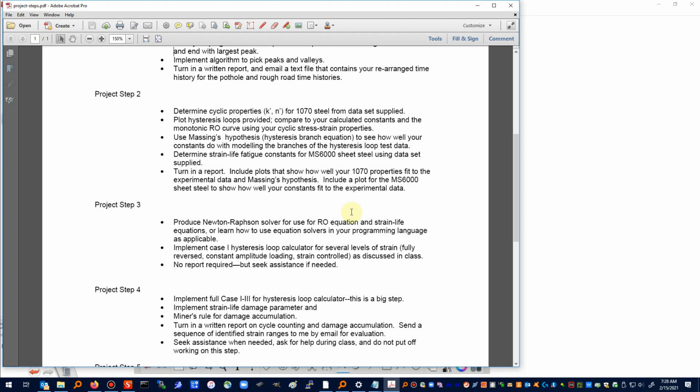Then it says implement case 1 hysteresis loop calculator for several levels of strain. In case 1, we'll get into more details later, but case 1 is a fully reversed constant amplitude loading strain controlled, and then as we discussed in class. No report is required, but please do seek assistance as needed.